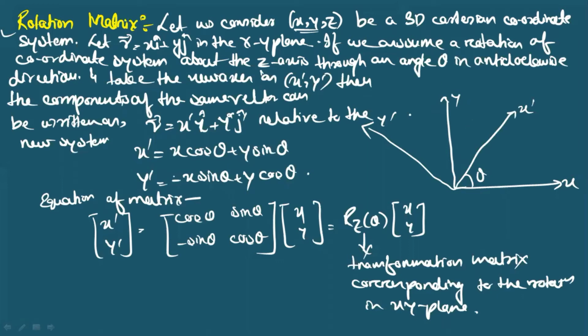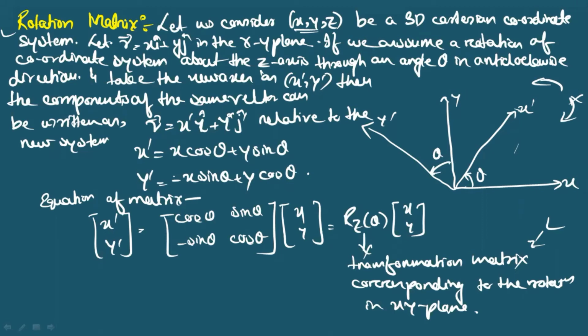Now, consider the rotation of this coordinate system about the Z axis. This is how we write it, and this side it will be Z. You have to consider the rotation about the Z axis through an angle theta in the anti-clockwise direction, not in the clockwise direction. Then you will get the new axes X prime and Y prime. You can see these angles are theta, taken anti-clockwise.